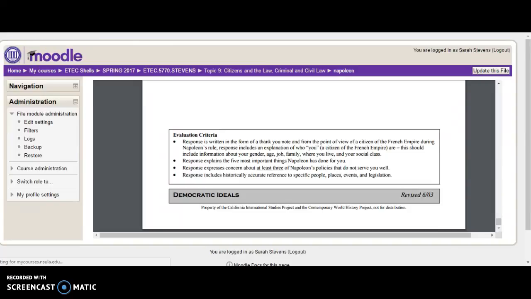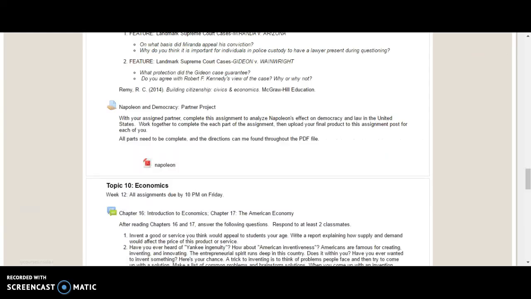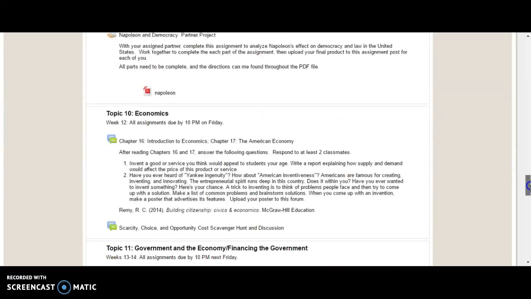Each partner, if I remember correctly, will post the assignment in order to get a grade, in order for each person to get a grade, but they will post the same upload.